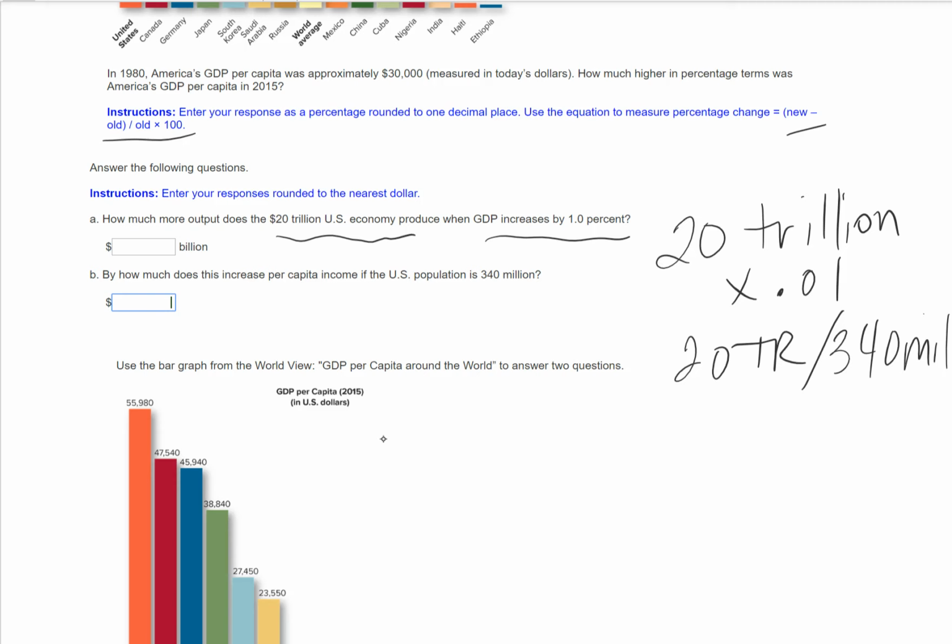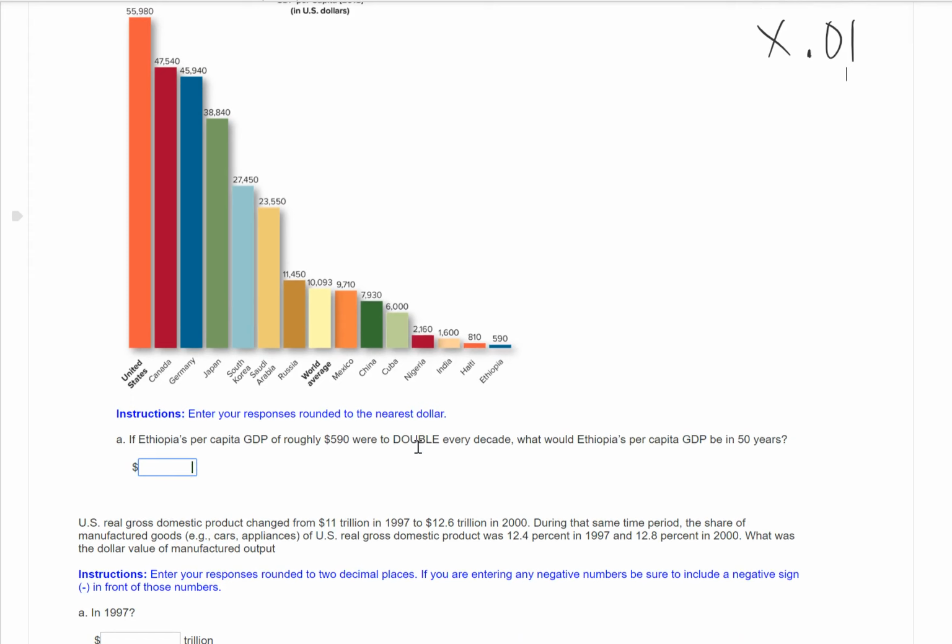And then, that's not all of it though, because once you have the per capita income that you get from this, then you're going to multiply that number times another 1%, because they're asking how much does it increase that value. So multiply that by 0.01, and that'll give you the number there.